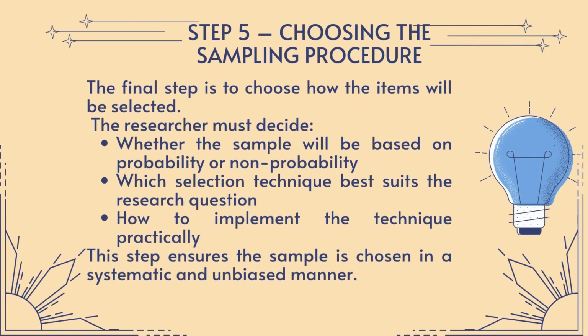Step fifth is choosing the sampling procedure. The final step is to choose how the items will be selected. The researcher must decide whether the sample will be based on probability or non-probability, which selection technique best suits the research question, and how to implement the technique practically. This step ensures the sample is chosen in a systematic and unbiased manner.